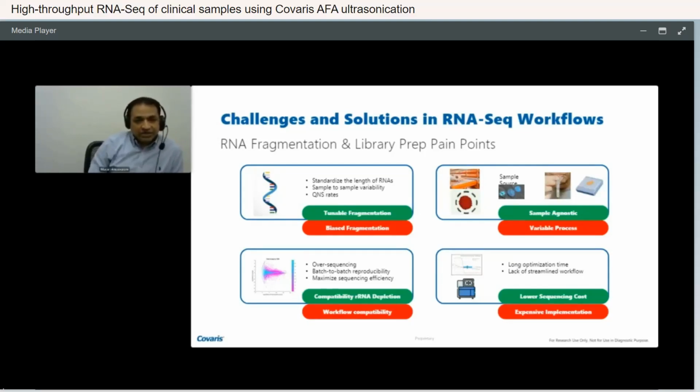Considering variability in sample type, non-AFA methods need longer optimization time, particularly for scalability and adaptability to new kits or sequencing methods. Using Covaris AFA, different sample types can be loaded on the same plate and processed with the same AFA method protocol, which allows a streamlined protocol with minimal or no optimization. These benefits will ultimately translate to lower sequencing cost on the back end.